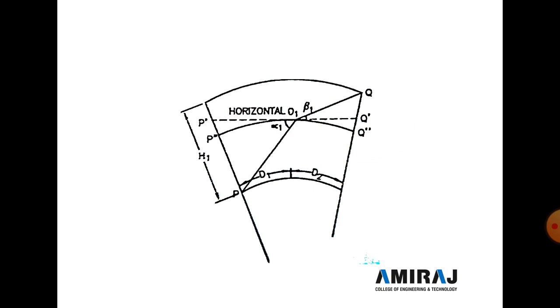Now shift the instrument to station O2, midway between Q and R, and then measure the vertical angles alpha 2 and beta 2 of stations Q and R, and respectively the horizontal distances d3 and d4 are measured.